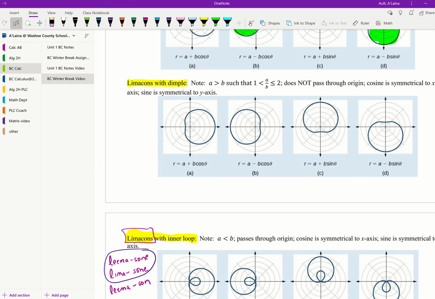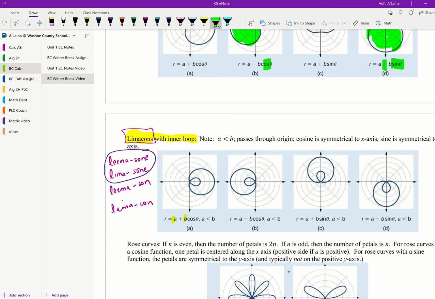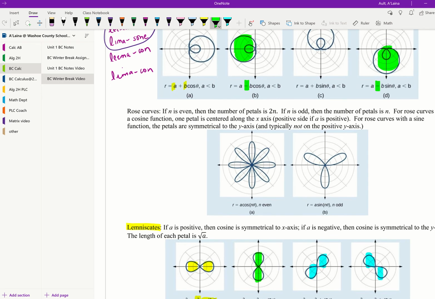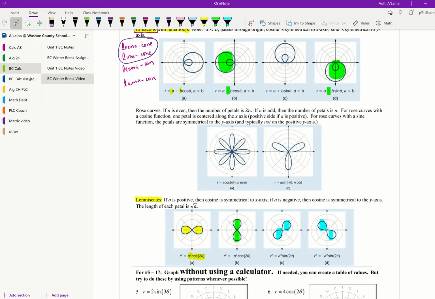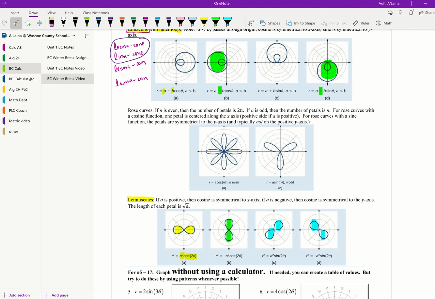Your limaçons with dimples, if there's a subtraction between them, again, it just flips it over to the negative side of the x-axis. Cosine is still around the x, sine is still around the y, but with that minus, it just flips it. The inner loop, you're going to see the same thing. If we have the minus, it's just flipping it over. And if you make a table of values with your quadrangles, you will see that. Rose curves are the hardest ones. There's some little notes in here that you could look at. I hope I did a good job of stating some things that are mostly true. I really have to look at each rose curve pretty individually.